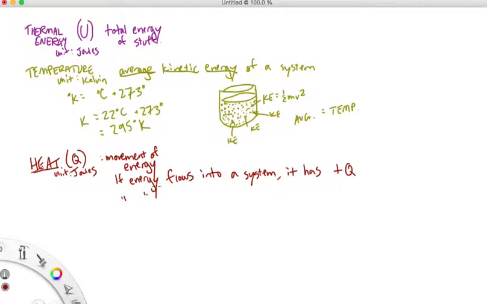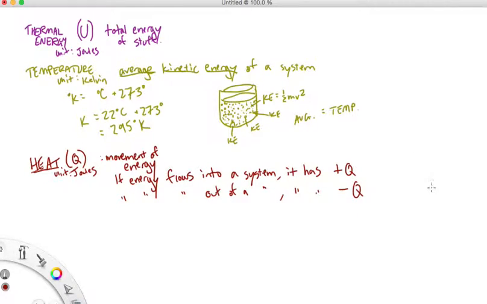If energy flows out of a system, it has negative Q, negative heat. So heat can be positive, heat can be negative. It's kind of like a vector in that sense.